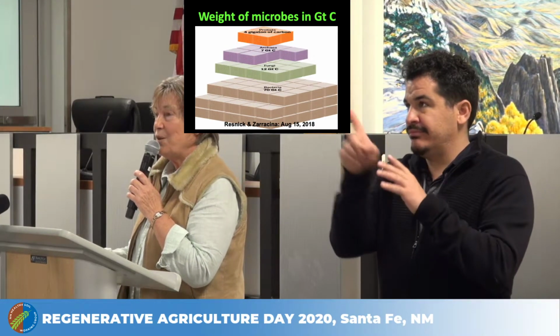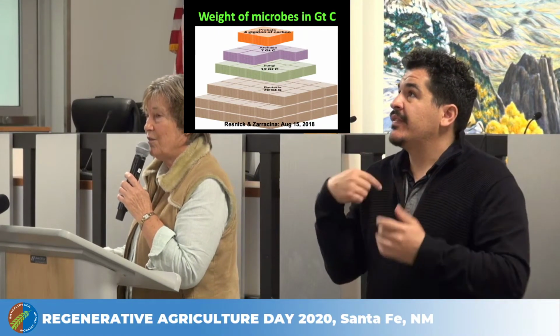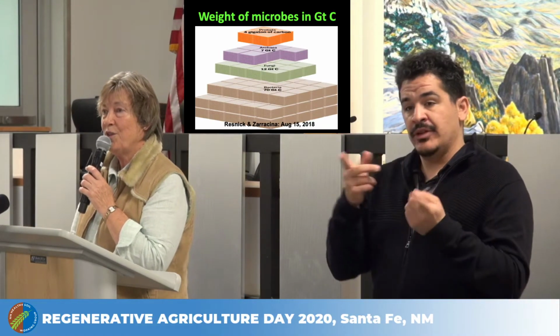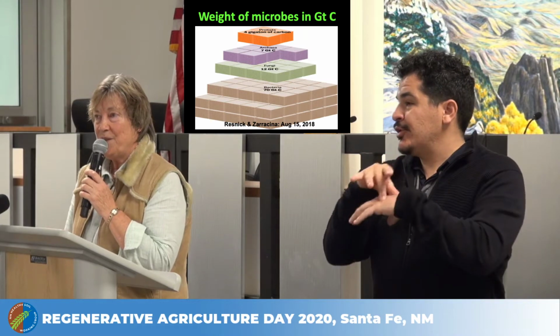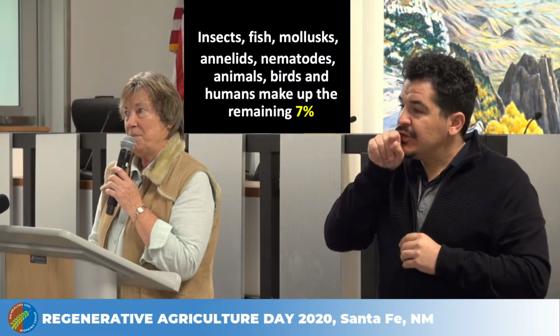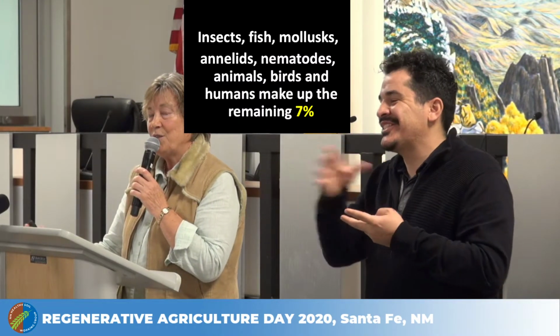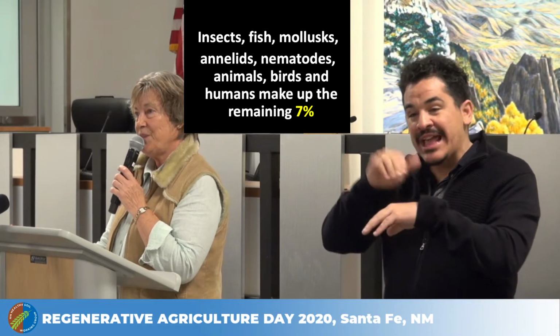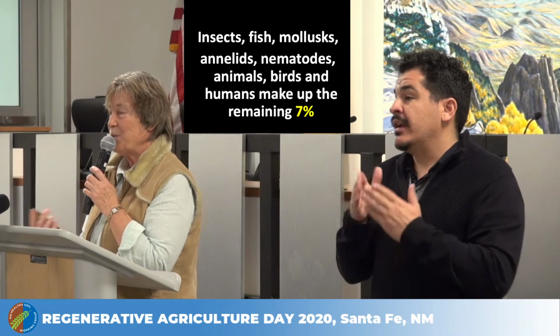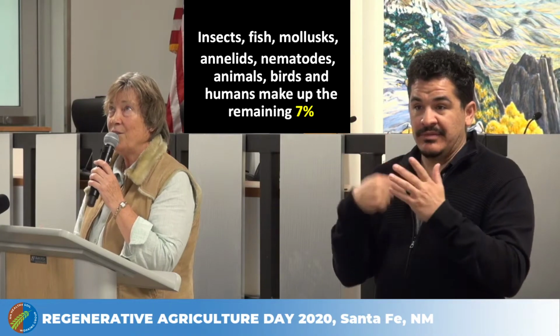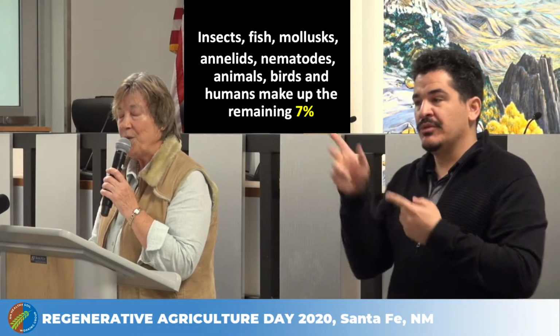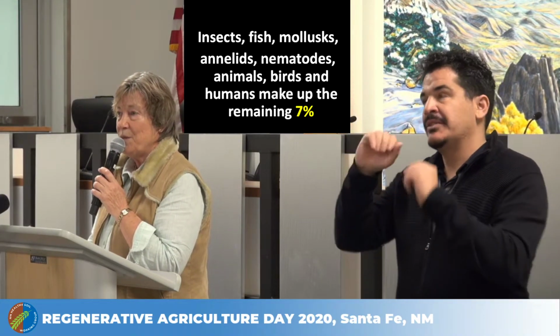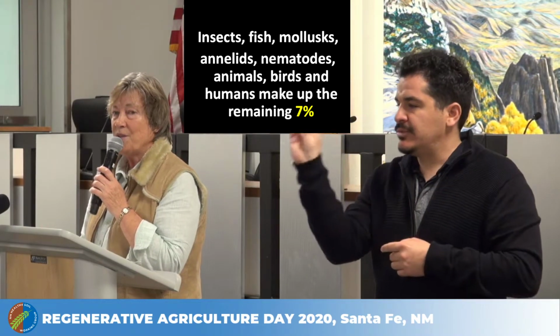And all of the things that we think of as being life, when you think about life on Earth, you think about the birds and the fish and the wildlife and your livestock and your pets, and as a general rule, that's what most of us think about when we think about life. And all those things only make up 7% of the biomass of life on Earth.